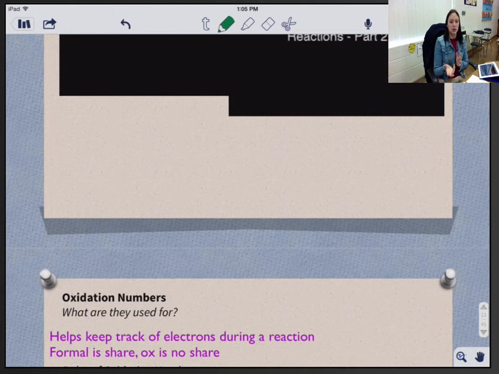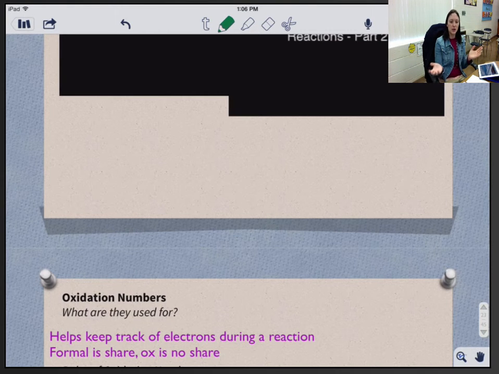So the next one we're looking at here is oxidation numbers. Oxidation numbers, they're at the bottom of your screen. Okay, they help keep track of electrons during a reaction. When we're dealing with a formal charge, we talked about before, that's when we were assuming everything was sharing. That's what I mean when I say formal is share. Because formal charge is dealing with just sharing electrons. We break them right in half, and we say you get these electrons, you get these electrons, and we count. Okay, oxidation numbers or charges kind of are the opposite. We assume that nobody shares, and whatever they have is what they have. So just two different ways to keep track of these different charges that different elements have.